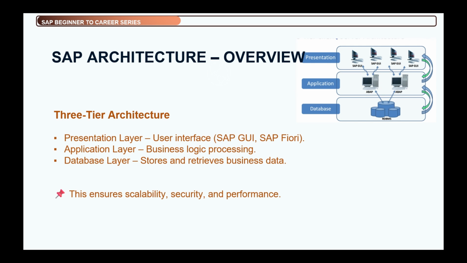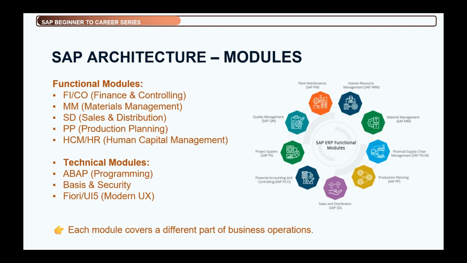So this ensures scalability, security and performance. With the database within the system, it will very speedily provide information to the application layer, and then the application layer pushes information to the presentation layer. That is how it happens. So when it comes to the SAP architecture, there are modules within SAP systems.